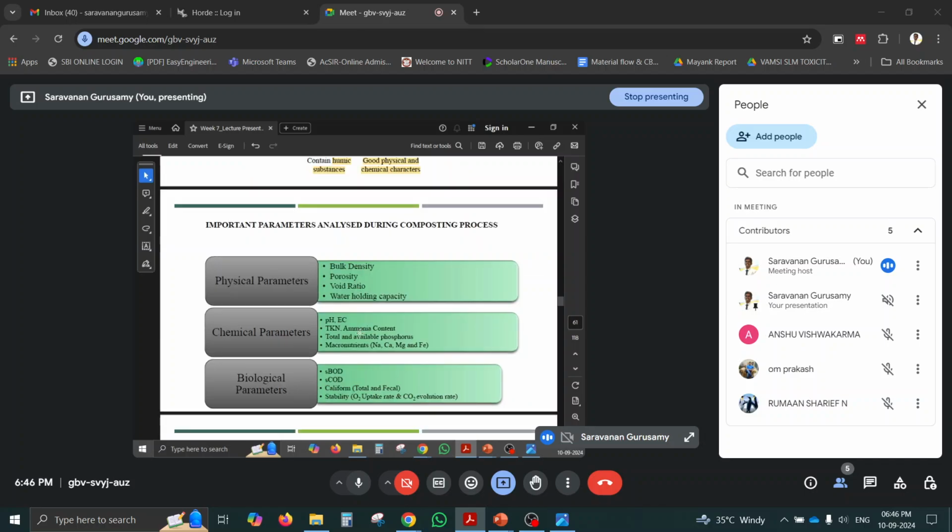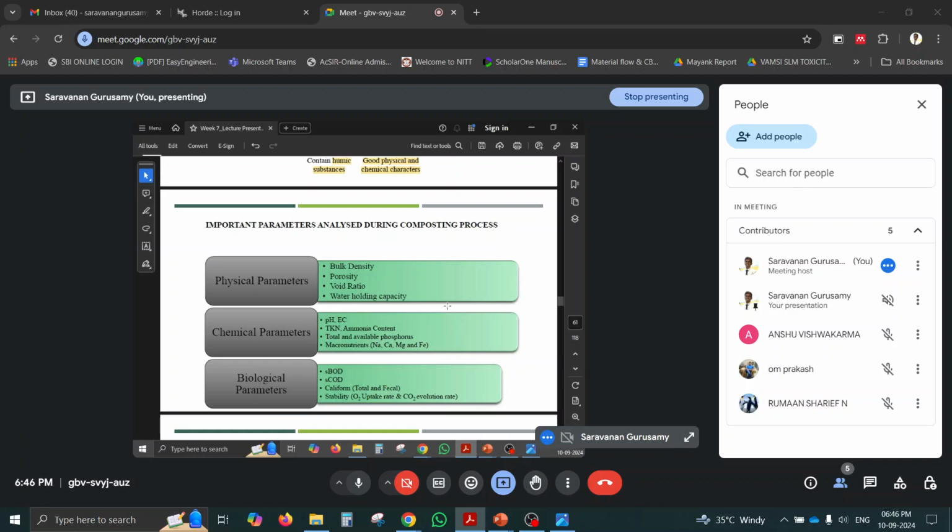And what are the physical parameters required for a compost? It should have a good bulk density, porosity, void ratio. These three are interrelated. We are going to discuss in the next slide how these parameters will affect the soil property and water holding capacity also. And then the chemical properties of the compost, such as pH, electrical conductivity (EC), TKN, which is total Kjeldahl nitrogen, and then ammonia content. These two are forms of nitrogen only. Ammonia is also nitrogen. Total Kjeldahl nitrogen is also a form of nitrogen only.